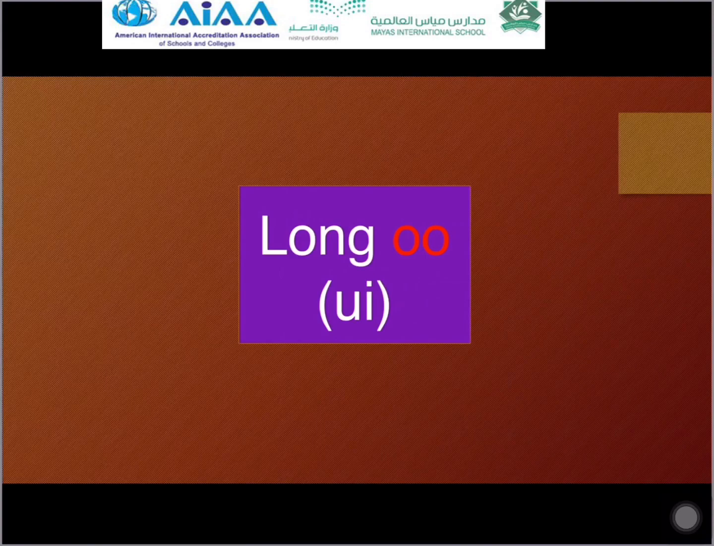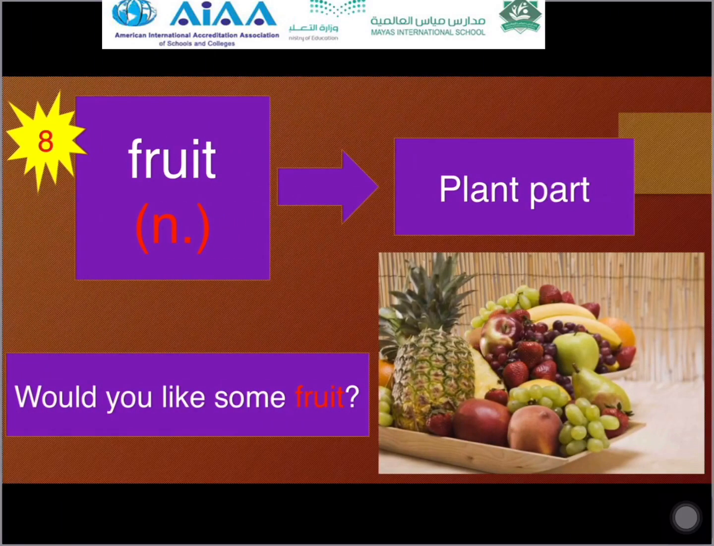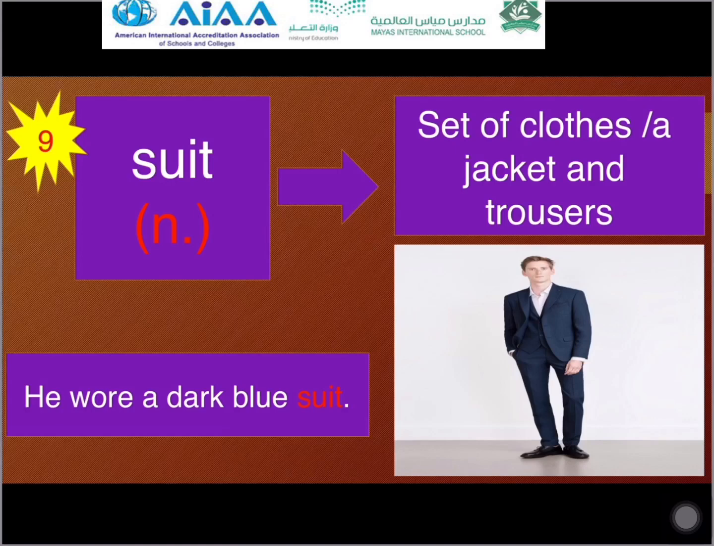We have long U with UI. So the first word is fruit. Would you like some fruit? I love all the fruits. Here, suit. It's a set of clothes, a jacket and trousers. Both of them actually match. Suit. They have the same color. He wore a dark blue suit. You see also the word blue, it has the same pronunciation. Blue, suit. So maybe your dad, when he goes to his work, he wears what? Suit, maybe.